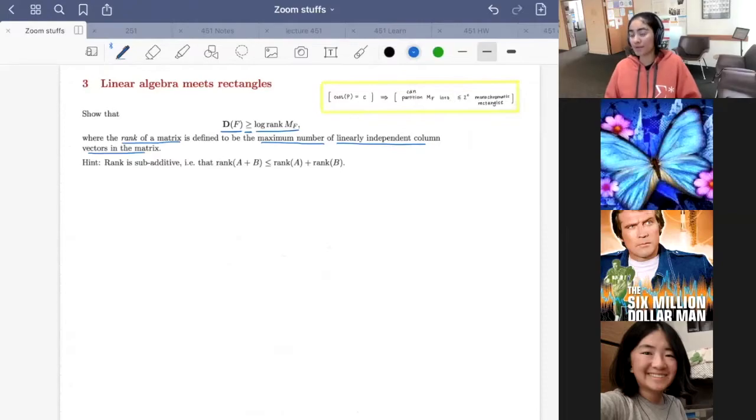And another property we're going to be using is the fact that rank is subadditive. In other words, the rank of the sum of matrices is always going to be less than or equal to the sum of the rank of those matrices.